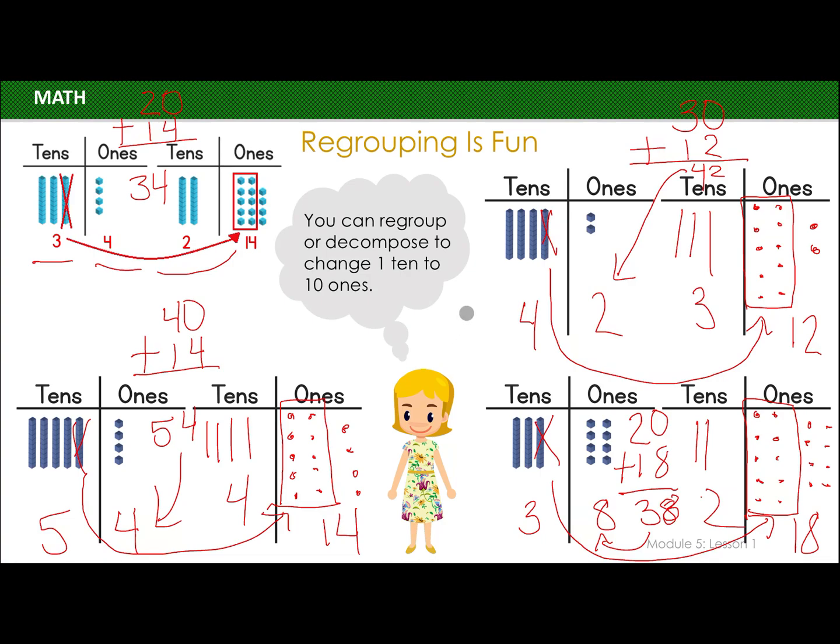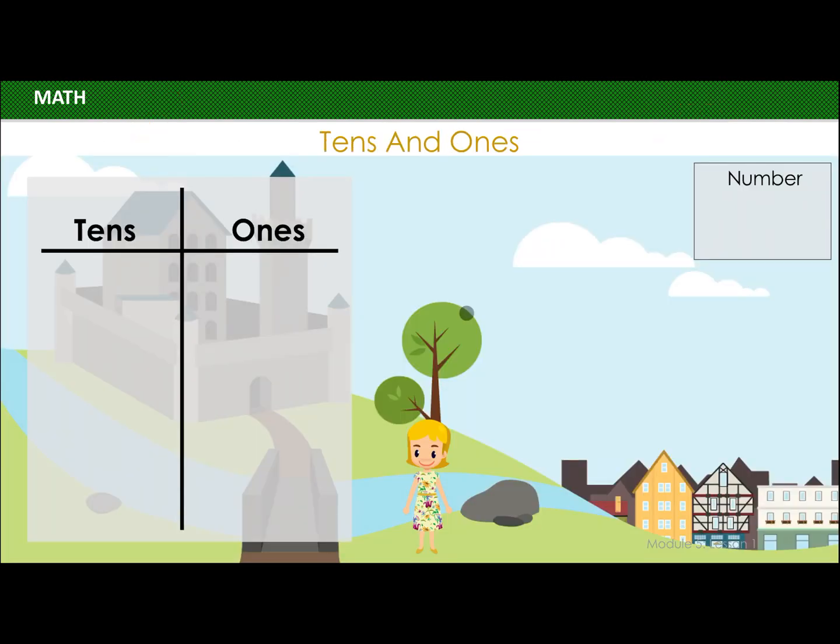So this is just another way to show you how you can use 10s and 1 sticks to show a two-digit number. So now I'm going to put a number in this box. We are going to do 63. So first I'm going to show you what 63 looks like the way that we know it without regrouping. So that is 6 10 sticks and 3 ones.